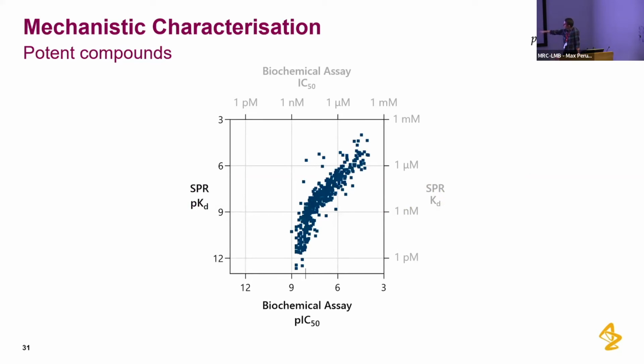And if you concentrate on the top right-hand corner, these are points where we don't have this tight binding limit, and you can see there is a good correlation between the two assays. It's not until you get to the tight binding limit that the correlation falls apart, but you can see there is then a nice spread of affinities in the SPR assay.